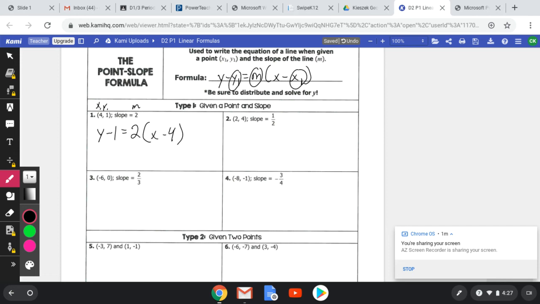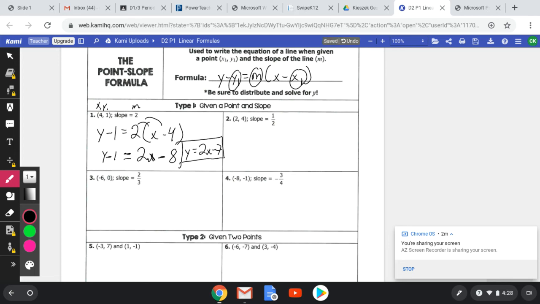And then you go about distributing and getting y by itself. So I have y minus 1 equals 2x minus 8. And then we would add the 1 to the other side, so we would have y equals 2x minus 7. And you're done.